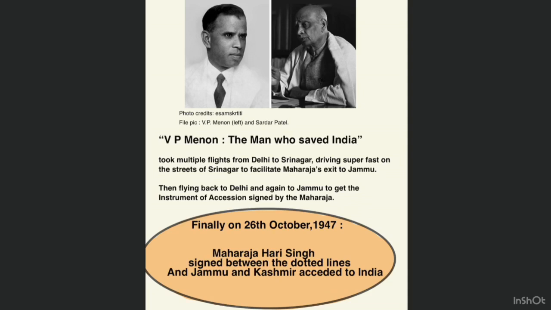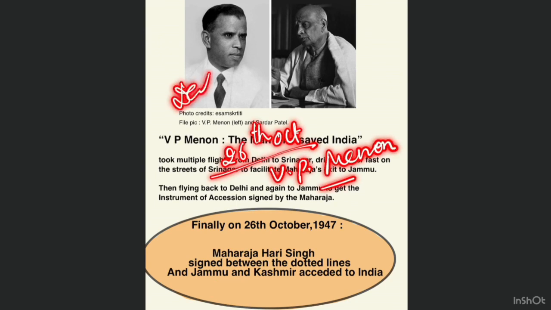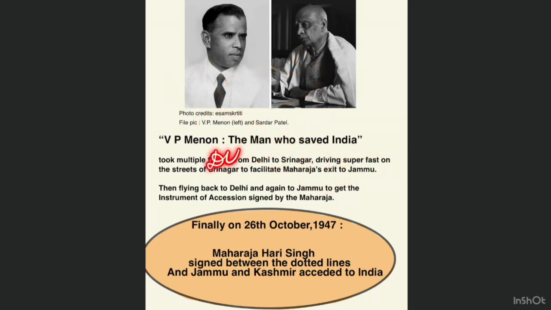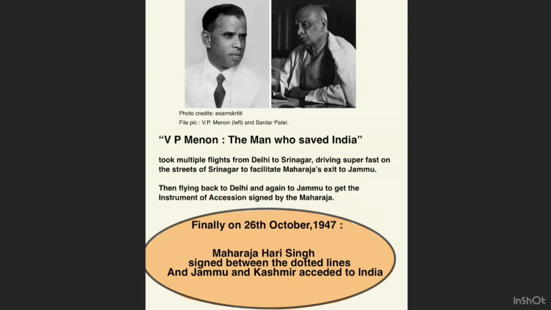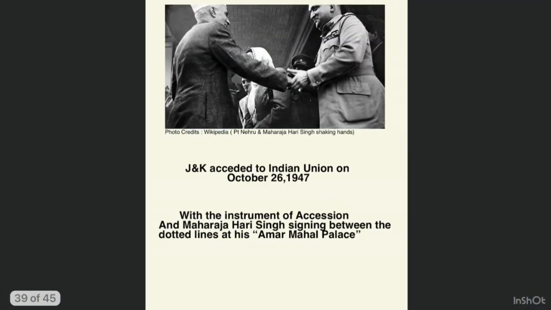Next morning, on the morning of 26th of October, VP Menon again flew back to Jammu. First, he comes from Delhi to Srinagar, then back to Delhi. On the next morning, from Delhi to Jammu, and reaches the Amar Mahal Palace of the Maharaja, to make him sign the instrument of accession.